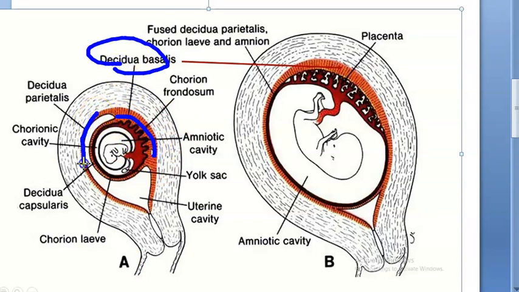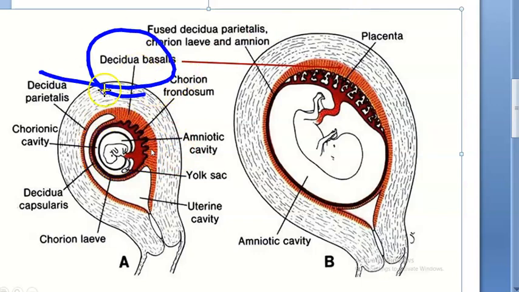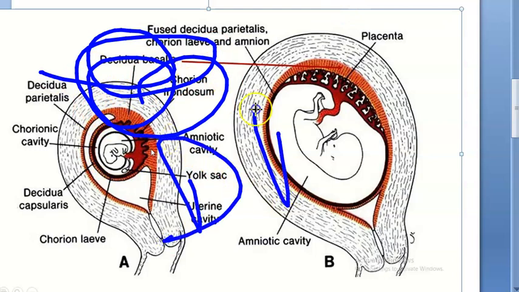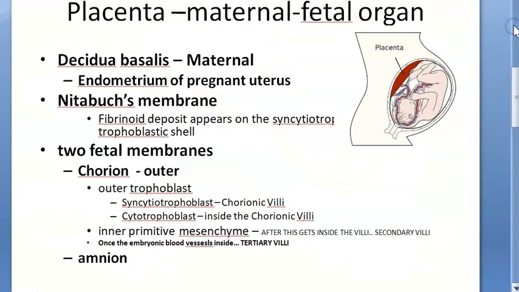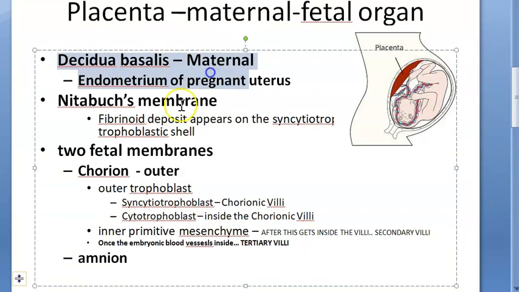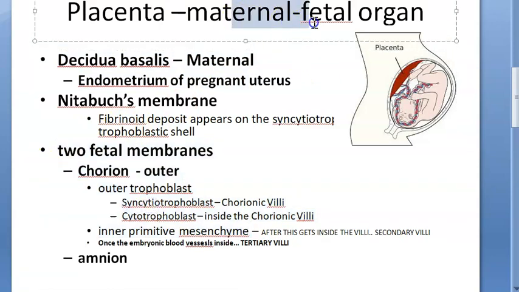Parietalis is something here, which is not at all forming the placenta, right? It is the parietal part. And what is the capsular? This is the capsular. This is the decidua capsularis. We are not concerned about the decidua capsularis or the parietalis. Here what are we concerned about? Decidua basalis. It is the maternal part of the placenta. Okay. So what are the parts of the placenta? You will say there is a maternal part, there is something in the middle, and then you have the fetal part. Okay. Fetal, maternal, materno-fetal organ.